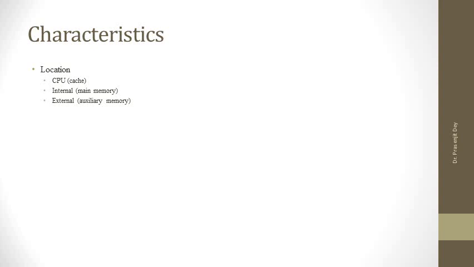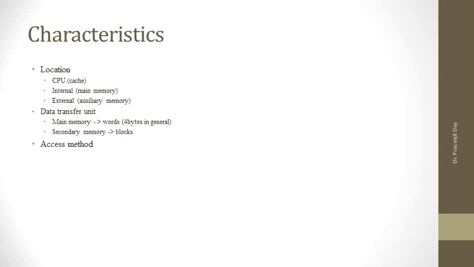Now, it can reside in the CPU like cache memory, or it can be internal like main memory, or it can be external like secondary memory or auxiliary memory. The second characteristic of the memory is the unit of data transfer. In case of main memory, the unit of data transfer is words. That means the data are transferred word-wise to and from main memory. In case of secondary memory, the unit of data transfer is blocks. That means the data are transferred block-wise to and from the secondary memory. And blocks in general consist of many words.